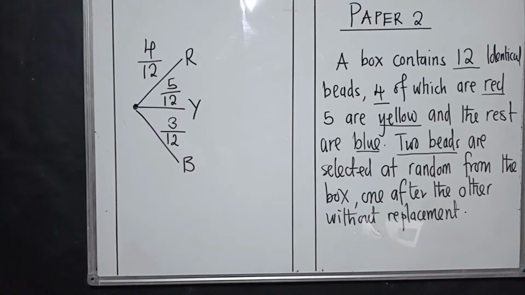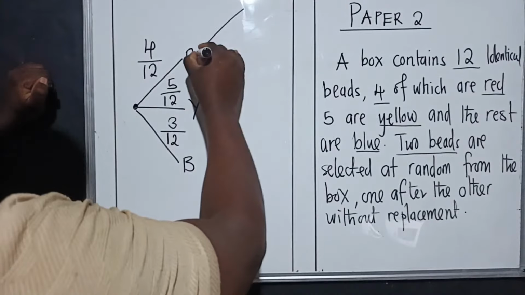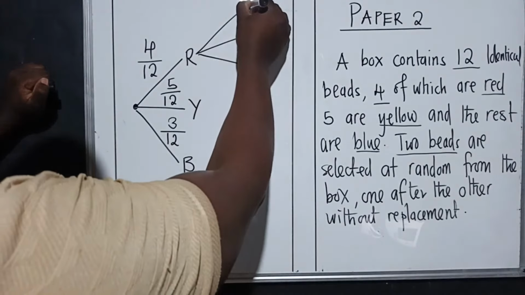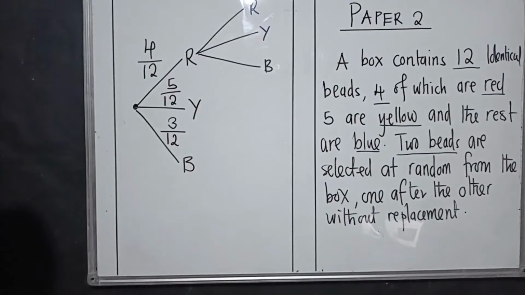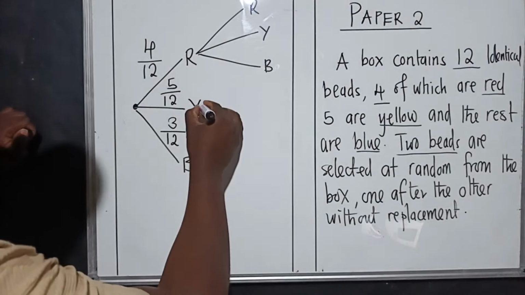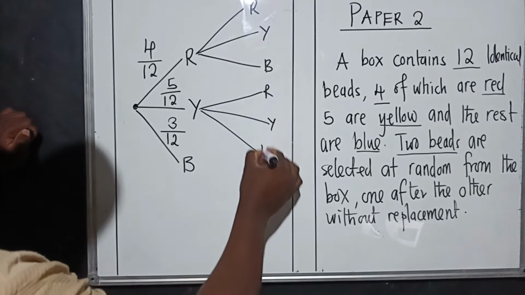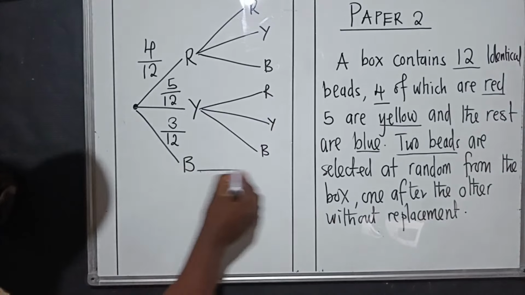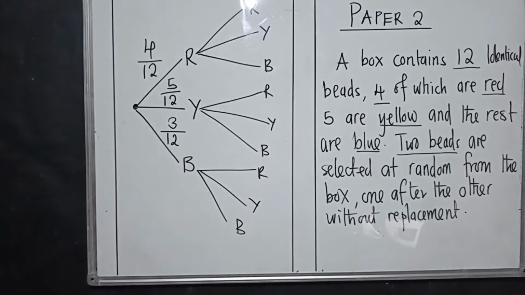Now, after picking this, they are saying twice, 2 times. So another set will happen here, there, there. Here, the same pattern: red, yellow, blue. From here again, the same pattern, 3 branches: red, yellow, and blue. Another one here, 3. They are moving in 3s. Red, yellow, and blue. Just like that.